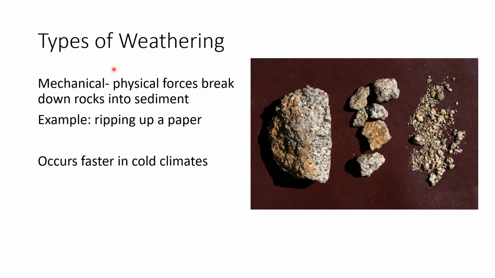There are two main types of weathering. The first is called mechanical weathering. Mechanical weathering occurs when some type of physical force breaks down rock into little chunks of sediment. So you can see here, big rock broken into smaller pieces, broken into even smaller pieces. That's an example of mechanical weathering. Another example from your own life would be like taking a piece of paper and ripping it in half. It's still paper, it's just broken into two smaller pieces now. Mechanical weathering is typically going to occur faster in cold climates, which we'll learn about in just a second here.